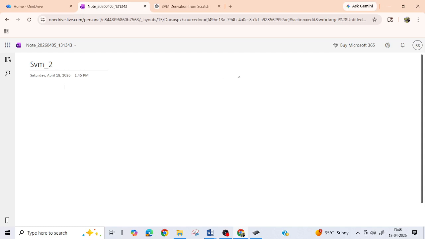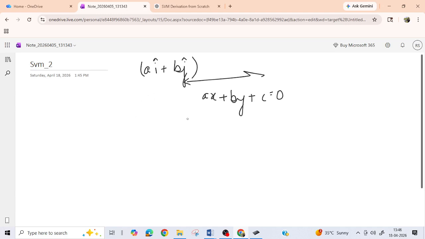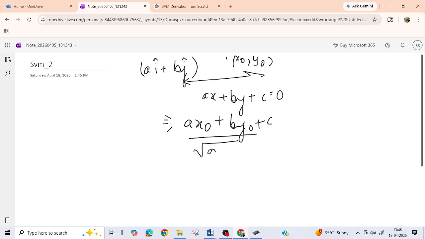To recapitulate, if this is a line ax plus by plus c equal to 0, the vector which is perpendicular to this specific line would be ai cap plus bj cap, where i cap and j cap are the perpendicular axes. Similarly, the perpendicular distance of any particular point (x0, y0) from this line is (ax0 plus by0 plus c) divided by the square root of a square plus b square, which I had proved earlier. So with that in mind, let's get started.